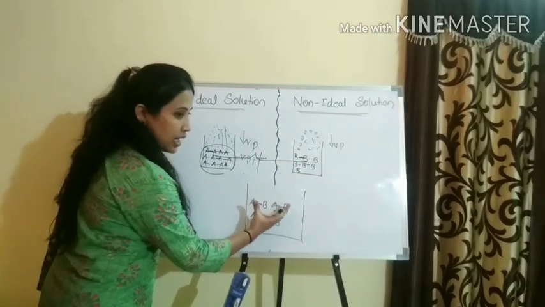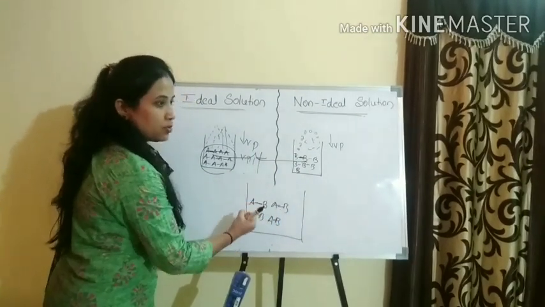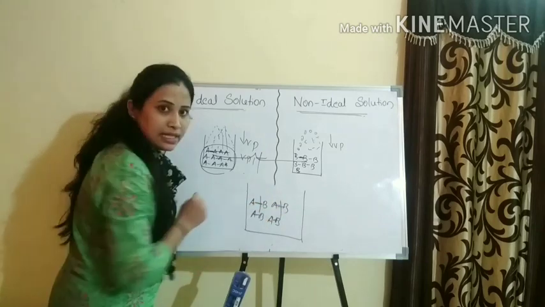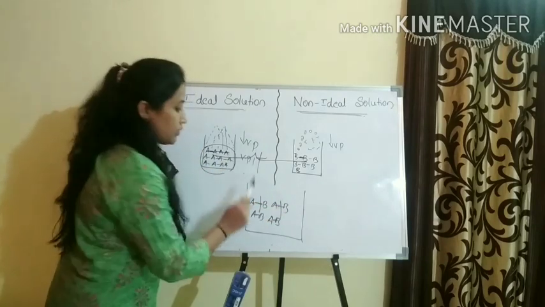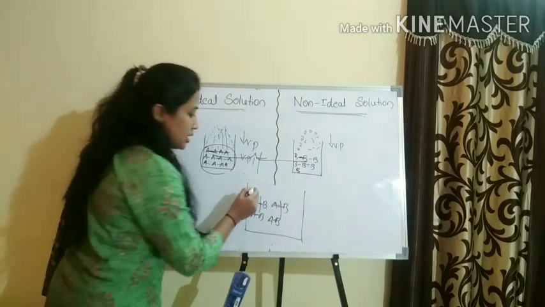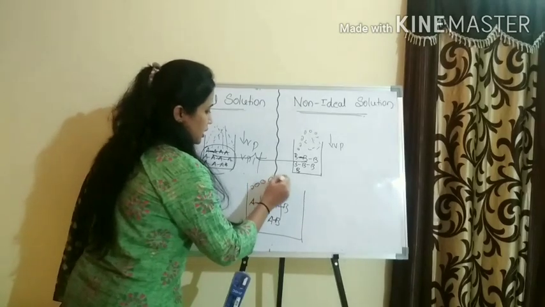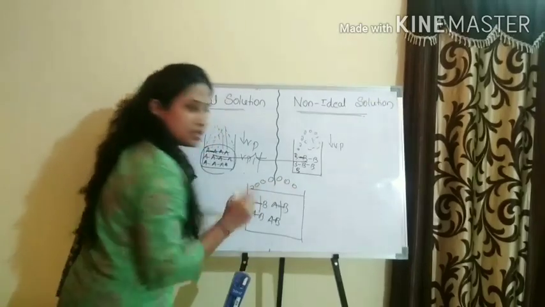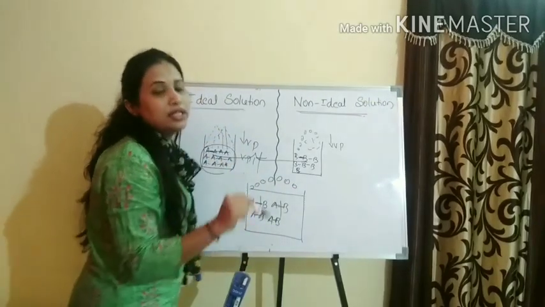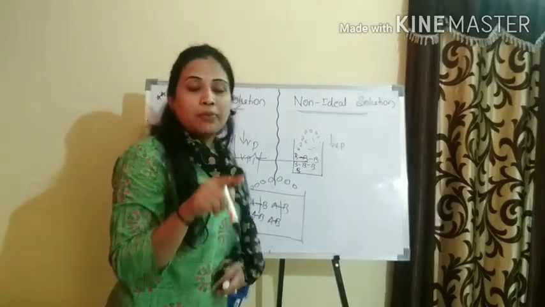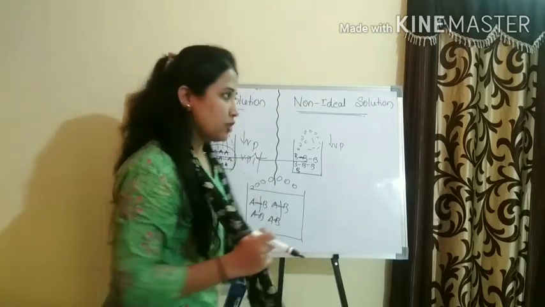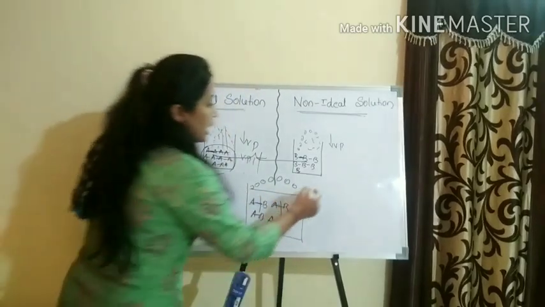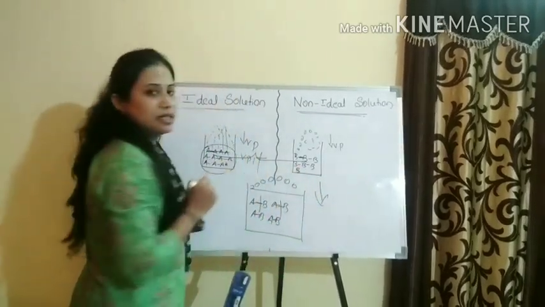If the interaction is stronger, the bond will not break easily. Agree? If the bond will not break easily, it means most of the A and B will not reach the vapor state. So if they won't reach the vapor state, obviously the total vapor pressure decreases.